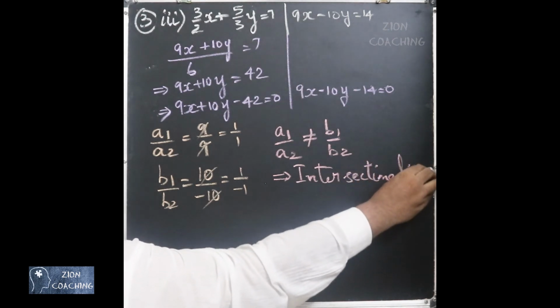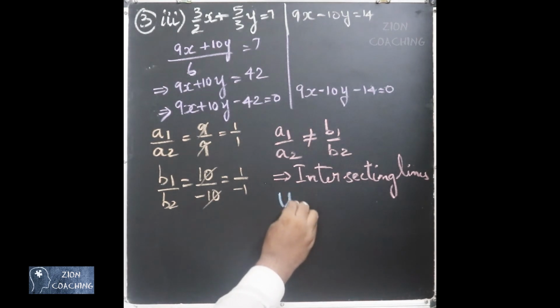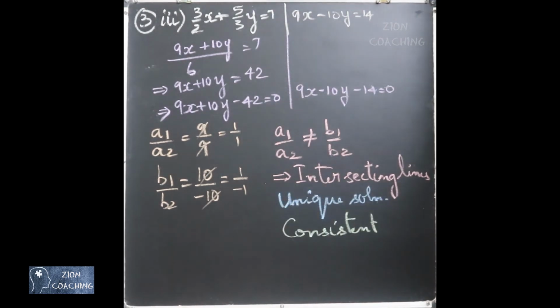So the given two lines, when you draw the graph, they will intersect each other. That means they will have a unique solution. Since there is a unique solution, they are consistent.